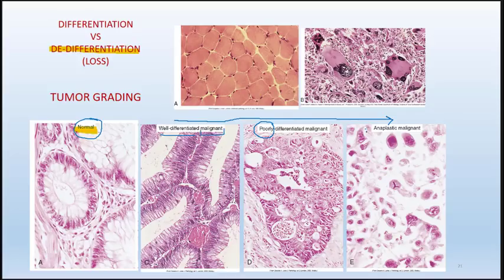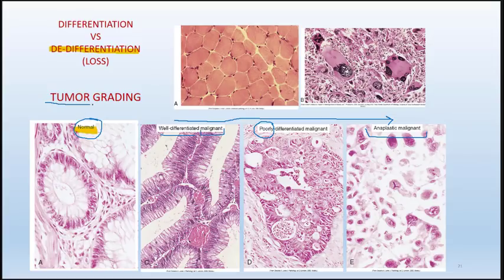Whereas here, we have anaplastic malignant. And what anaplasia is, is just loss of differentiation. So loss of the process of having these specialized functions and organization. So this tissue could not perform the same functions as this normal tissue could. And the more undifferentiated, the more aggressive.